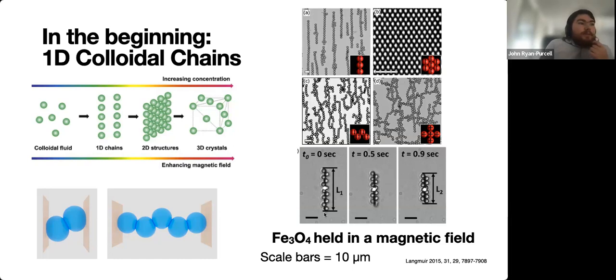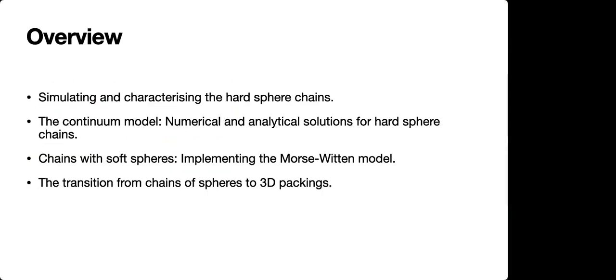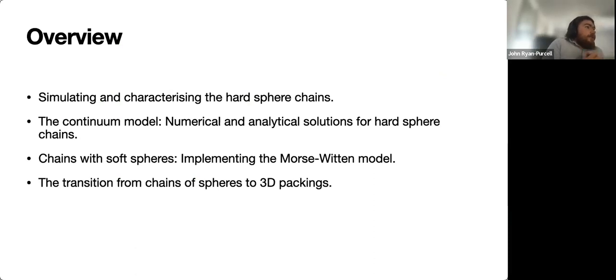You form these so-called zipper structures that we look at, and we're going to talk about this in more detail later. But the through line of this talk is this movement from the 1D colloidal chain to the 3D packing structures that we see in the Lee paper and in Jens and Ho-Kei's book. So just to give a quick overview of what's going to happen. First, we're going to look at how we simulate and characterize these hard sphere 1D colloidal chains. So this is basically the line of particles.